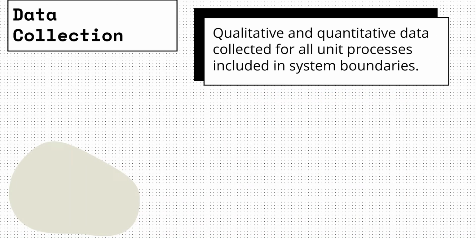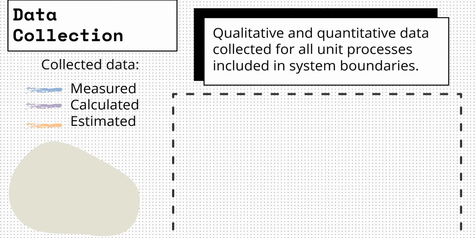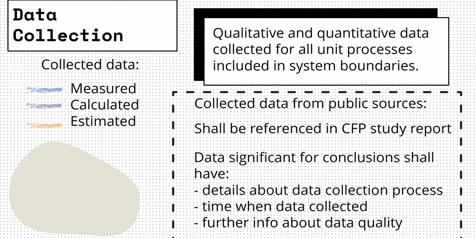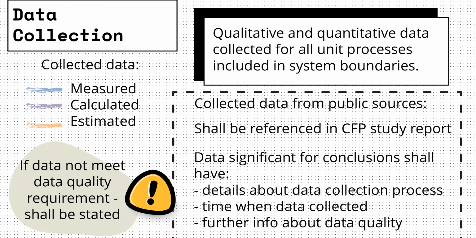Qualitative and quantitative data will be collected for all unit processes included in the system boundaries. Data will be measured, calculated, and estimated. If data is collected from public sources, it should have details about the data collection process, data collection time, and further information about data quality. It should also be referenced in the CFP study report. However, it should be stated if the data does not meet data quality requirements.